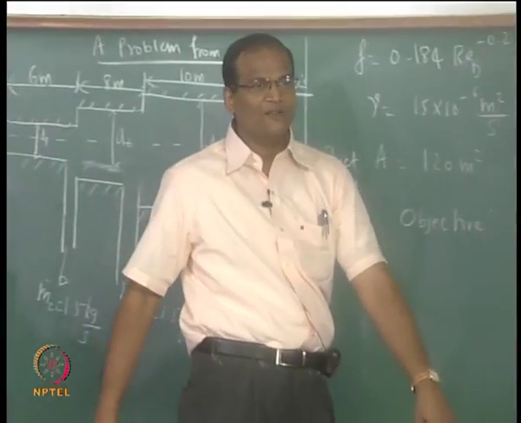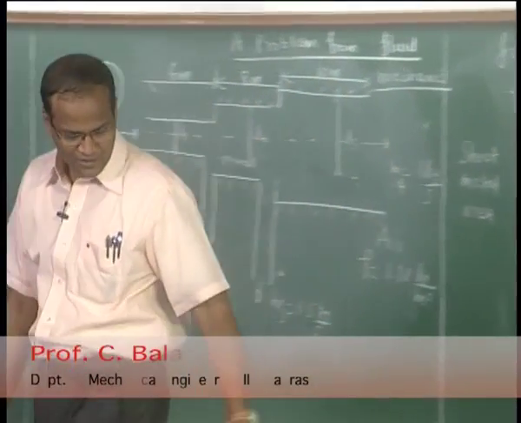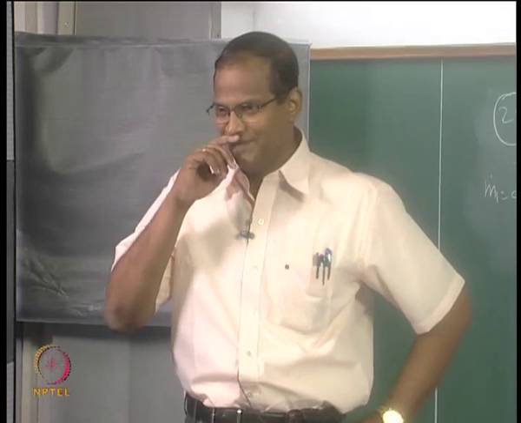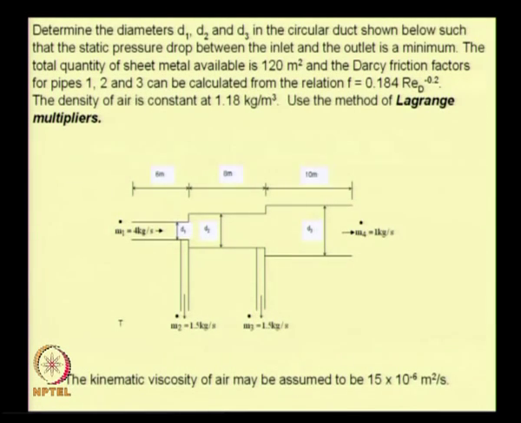Can I have the screen now? Yeah, you can start working. This problem will come up on the screen also, just in case. I also want to check whether I made any mistakes on the board. The first line is determine the diameters D1, D2 and D3 in the circular duct shown below. So here it is given clearly 6 meters, 8 meters, 10 meters, 4, 1.5, 1.5, 1, D1, D2, D3. Viscosity is given.